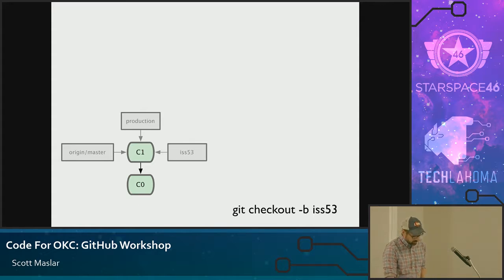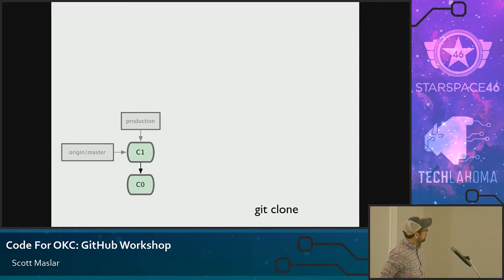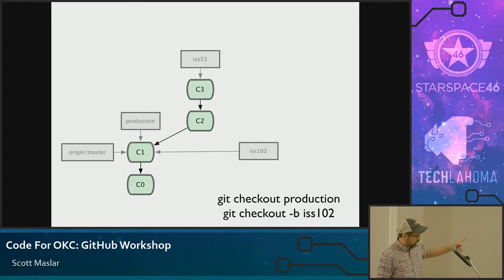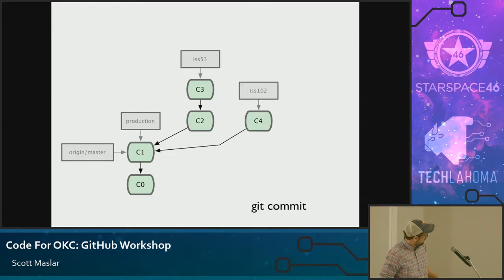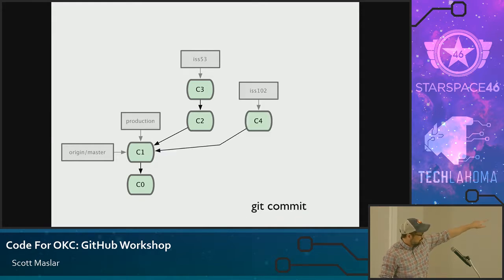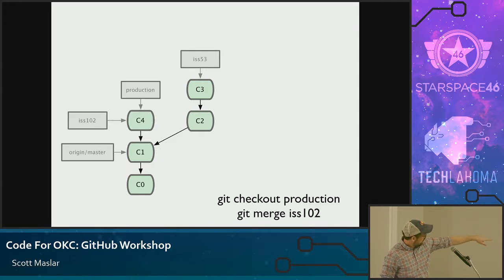All right. This is a more visual representation of what we just talked about. So we have our origin master, we have our production, they're both pointed at the same place. We hop off, we want to work on issue 53, we make some commits, and now our boss just interrupted us so rudely, and now we have to do some work on issue 102. So we're going to commit that change, right? Apparently it's a super simple change. And we're going to do git checkout production, git merge issue. And so now that work has moved into production, right?